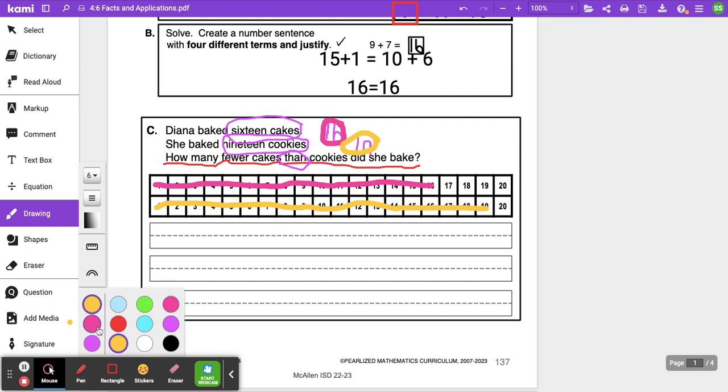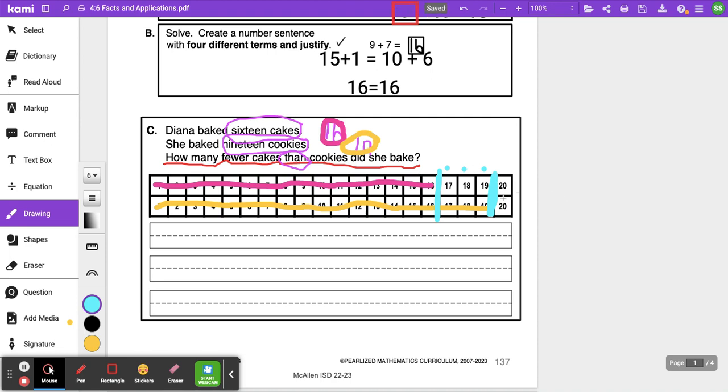All right. Now we need to compare. Let me get a different color, not black. So here, this is the line for 19, and this is the line for 16. Can you see what's the difference? Yes, right here. These are the ones that are different. How much is the difference?